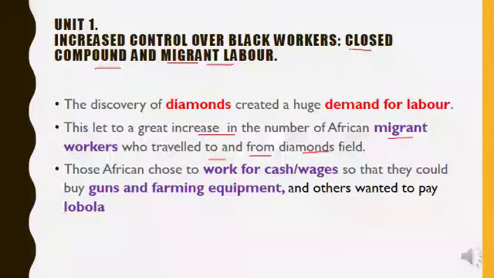Those Africans chose to work for cash or a wage. A wage is a salary, so it means when people are working, they need to be paid a salary so that they could buy guns and farming equipment. So other people were still having farms back at home. So when they were working and got paid, they were buying the farming equipment. Others wanted to pay lobola. To pay lobola, they wanted to get married.